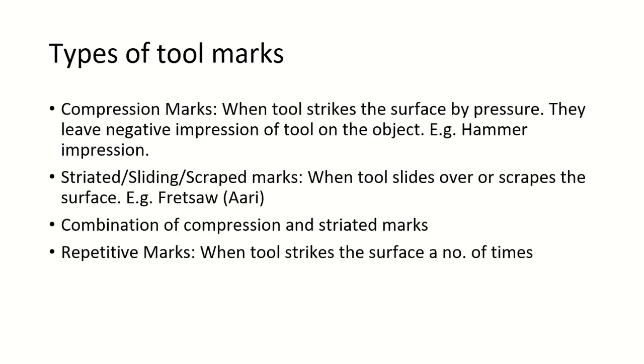Types of tool marks: compression marks, when the tool strikes the surface by pressure. They will leave the negative impression of the tool on the object. Example, hammer impression. Striating or sliding or scraped marks, when the tool slides over or scrapes the surface, as in the case of a hacksaw or file. Combination of compression and striated marks, and then repetitive marks, when the tool strikes the surface n number of times.